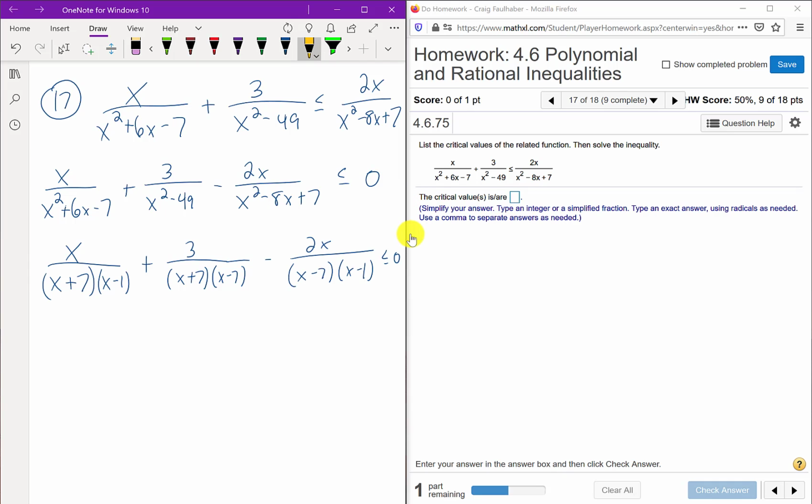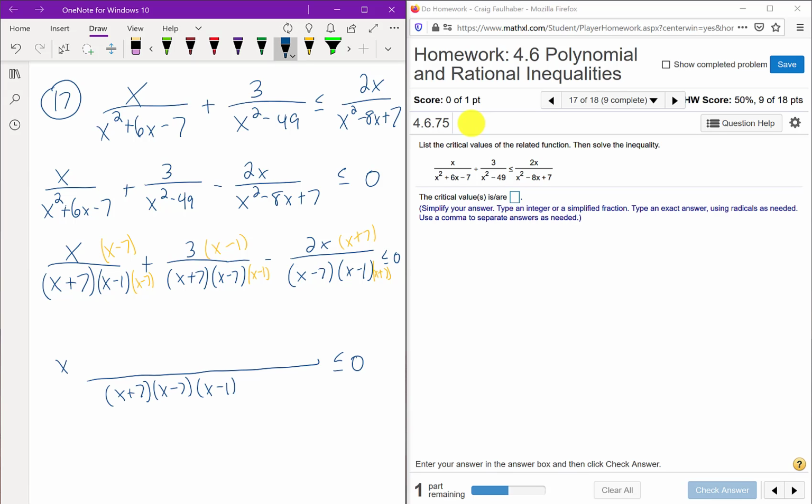And at this point, you'll notice that we have 3 different factors in our denominators. If we want to find a common denominator for all 3 of these terms, we're just going to have to multiply this first term by x minus 7, this second term by x minus 1, and this third term by x plus 7. If we do that, we're going to get the same denominator on all 3 terms.